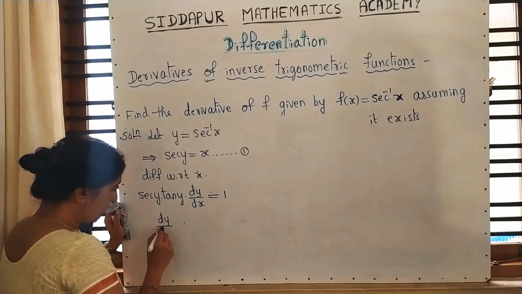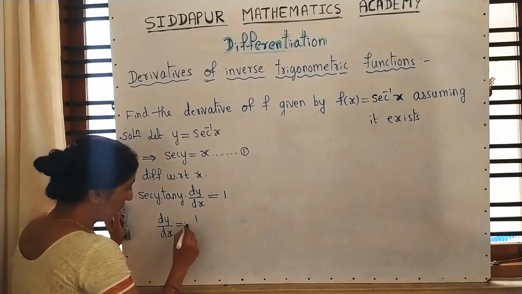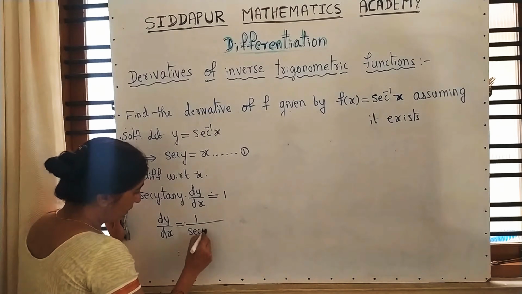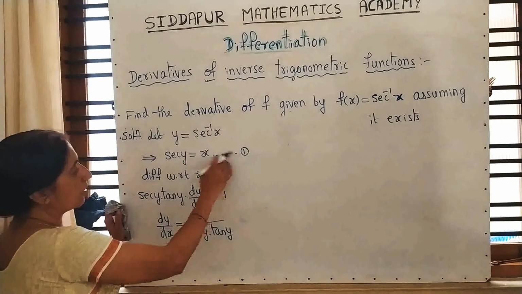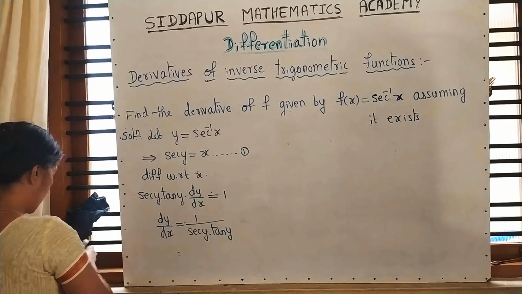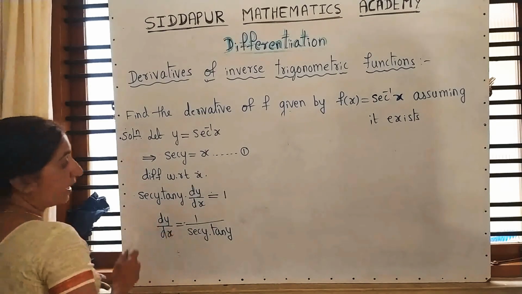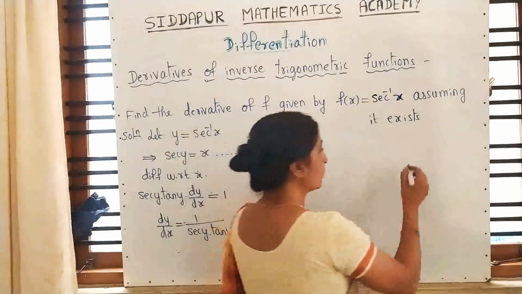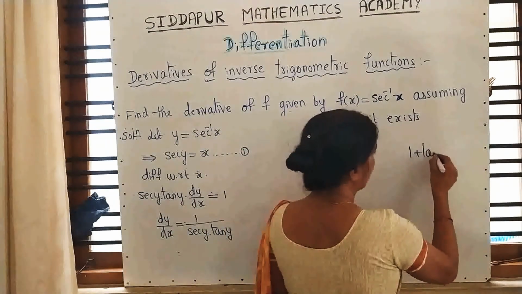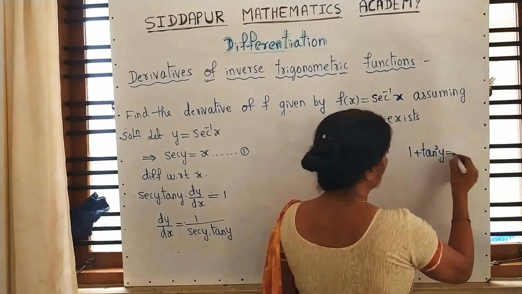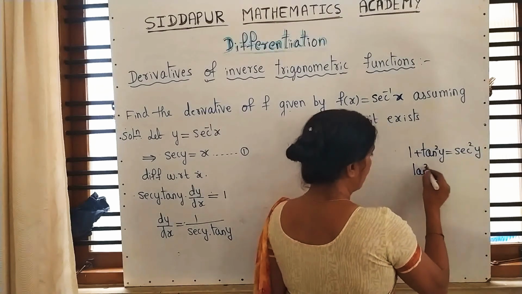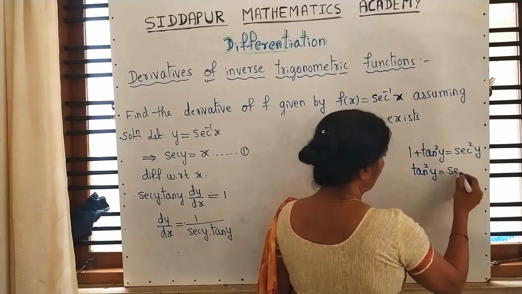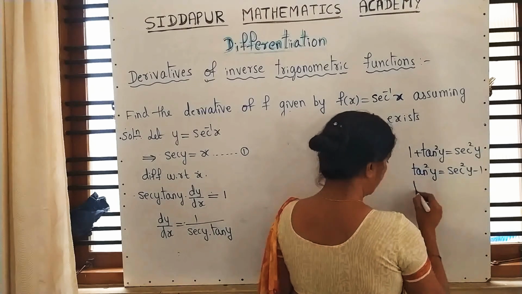Here dy upon dx is equal to 1 upon sec y into tan y. See, in equation 1, sec y is x. That means we have to keep sec as this. Convert tan in terms of sec. This is the formula. Instead of theta I wrote y. Whatever is the angle, write down that angle.